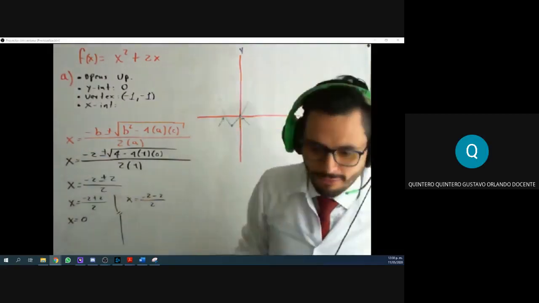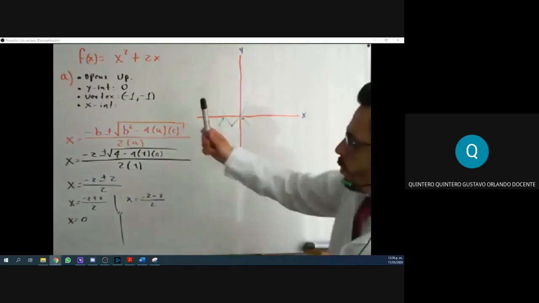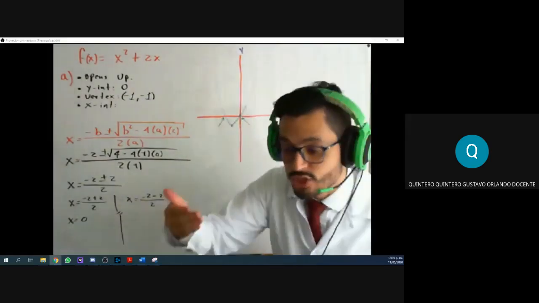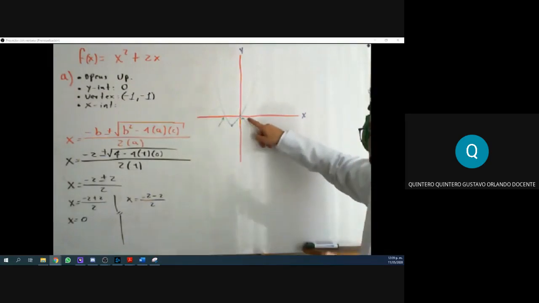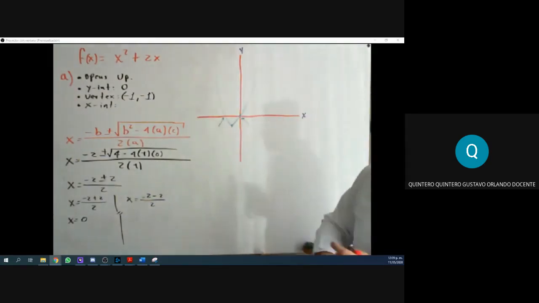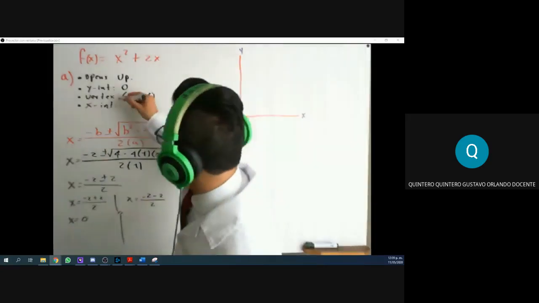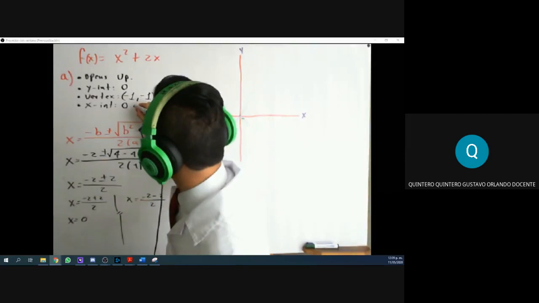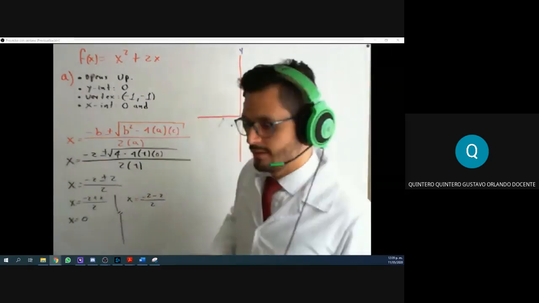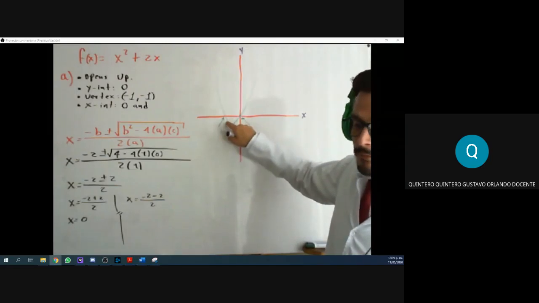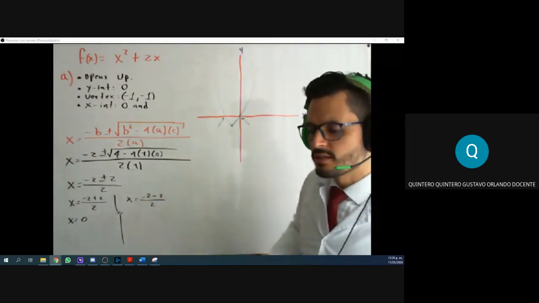Okay. All right, let's continue. So we have our first value, x equals 0, which is the one we already knew. We knew from the start one of the x-intercepts was 0. So let me write it down here. We have the x-intercept of 0. But we also have another x-intercept, the one that we didn't know. And we're going to find it by solving this x.